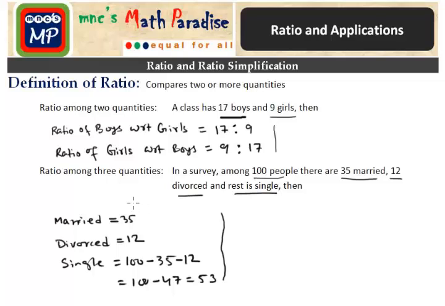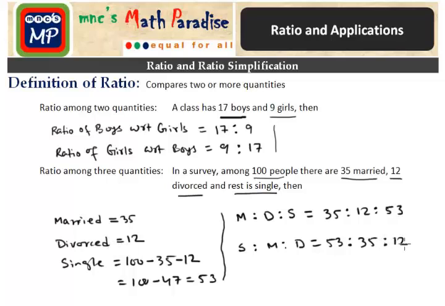Now if we want to write the ratio between married, divorced and single people, say married M, divorced D and single S. So ratio between married, divorced and single people will be 35, 12 and 53. So this is how we write ratio between three quantities. Say if we want to write ratio between single, married and divorced. So number of single people will come first. So 53 will come first. Then married 35. Then divorced 12. So from here we can see how we can write ratio between two quantities, and in this example we saw how we can write ratio between three quantities.